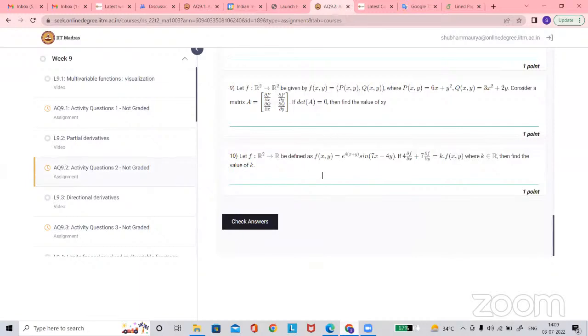Sir, I was asking about the revision session of quiz 2, so that something important would be discussed. Two revision sessions are there: one is on the 6th and another is on the 8th.